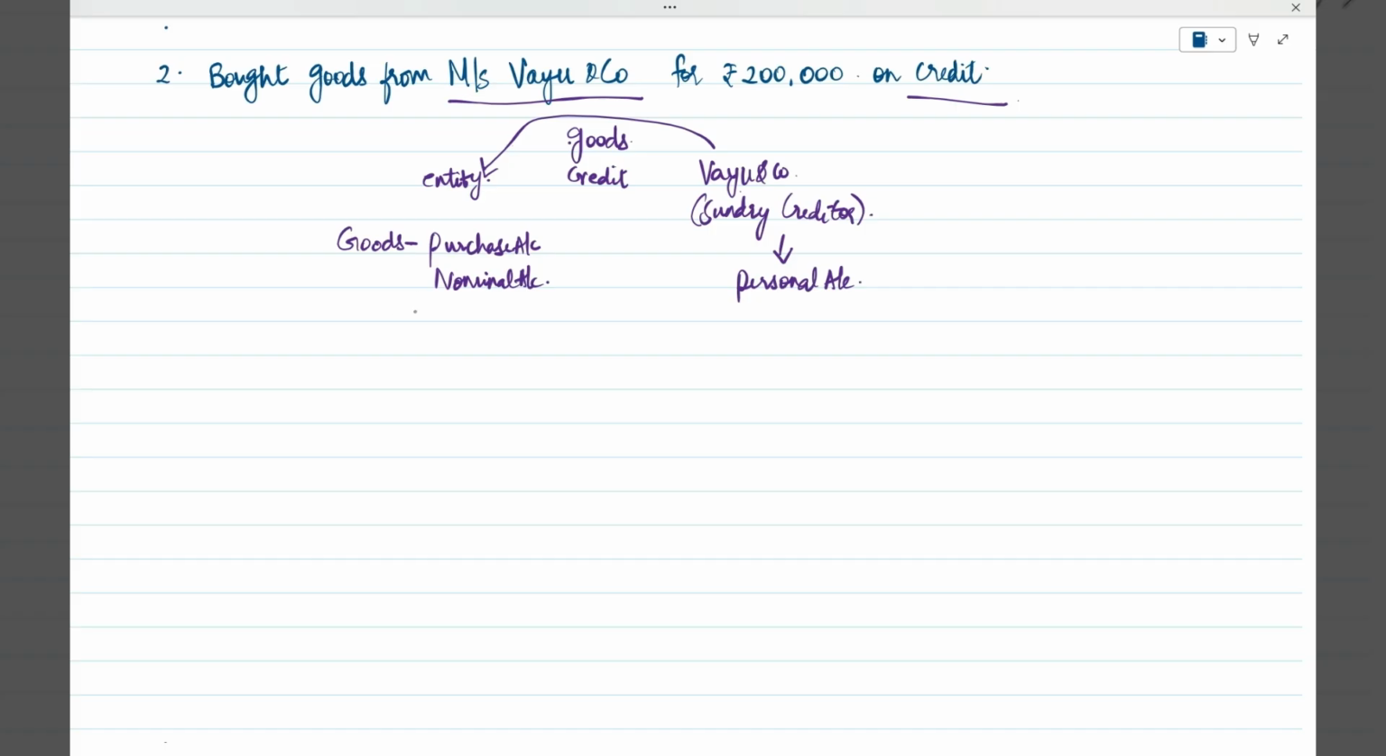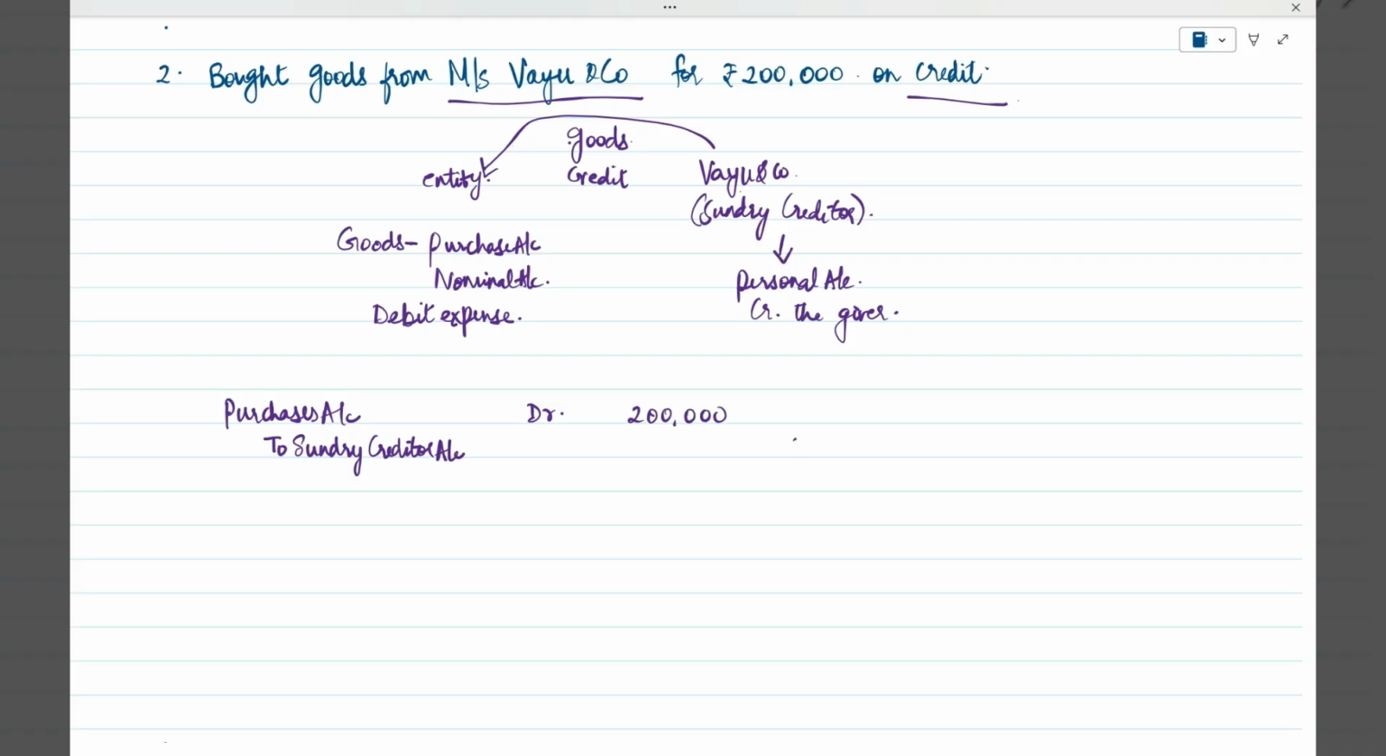So what does the rule say? Debit all expenses and losses, credit the giver. In this case, Vayu, who is a sundry creditor, is the giver of the goods. Thereby we come to the journal entry. We need to debit purchases account, debtor to sundry creditor account, of rupees 2 lakh.